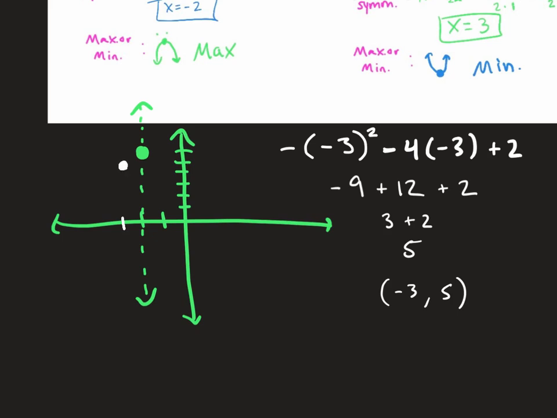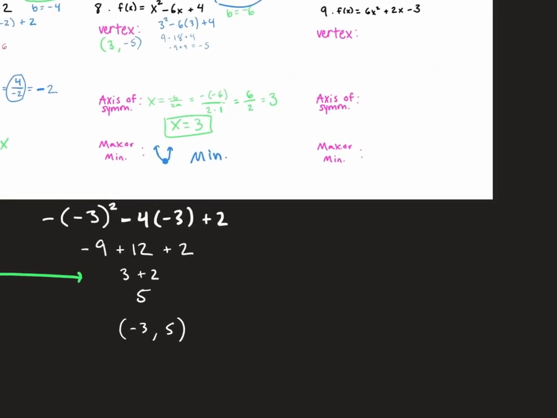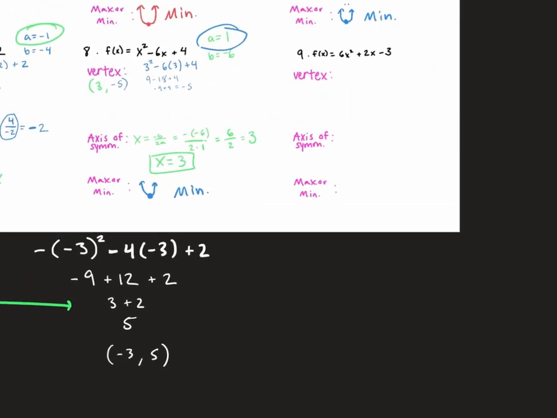So we have 2 points. What's our third point? Same thing on the other side. And we just draw a parabola. Good job, guys. All right. Let's look at number 8.